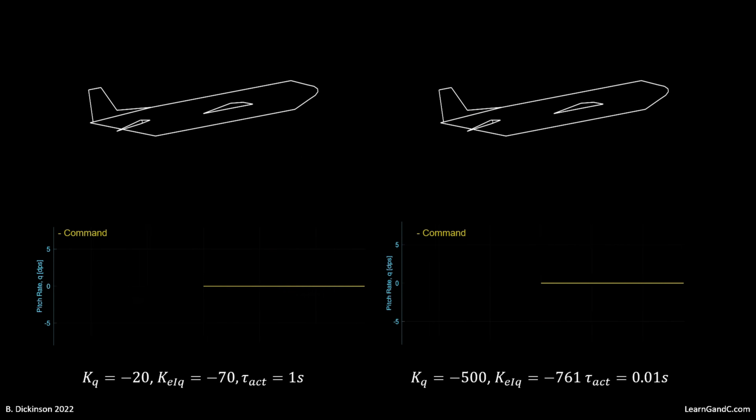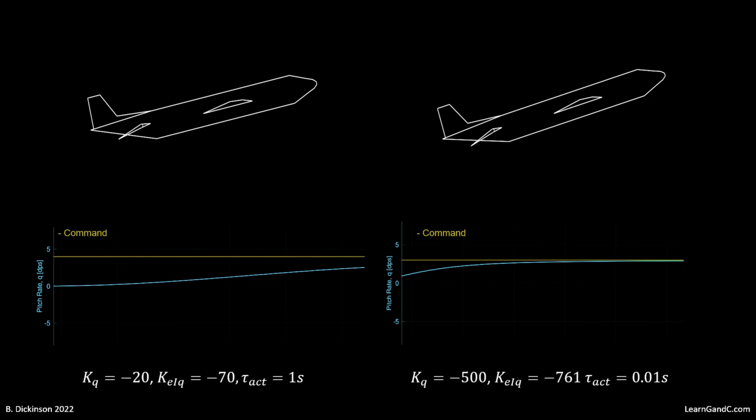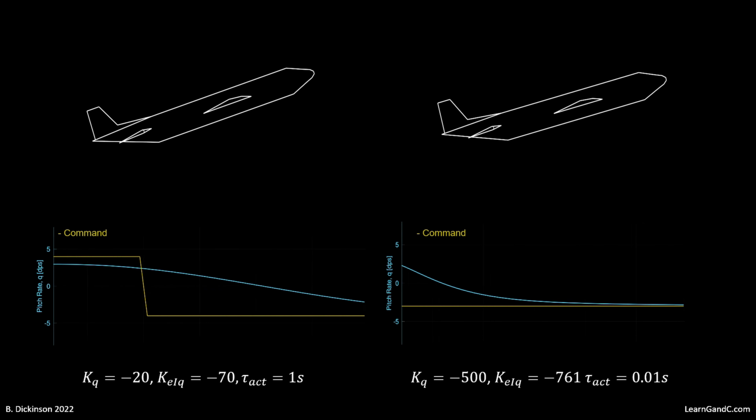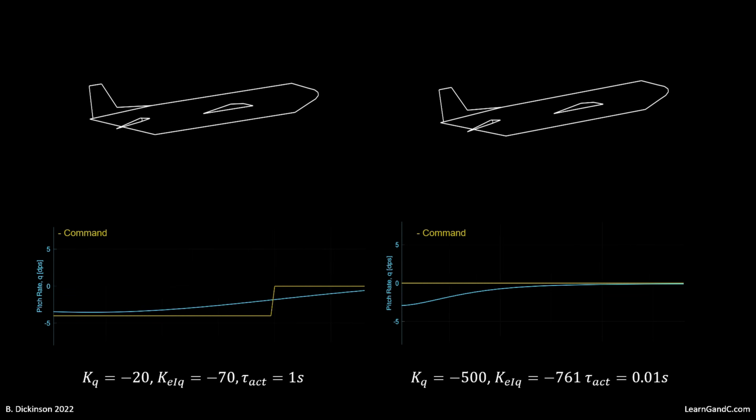Observe the difference between the slow and fast actuation scenarios. Note the rapid motion of the fast actuator on the right, that through the flight control system provides an overall improved pitch orientation response.